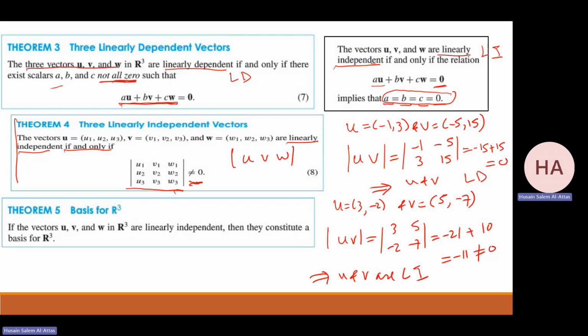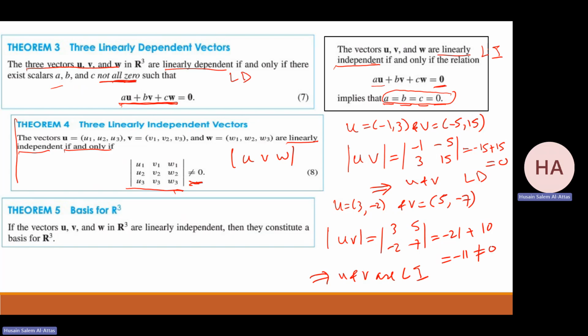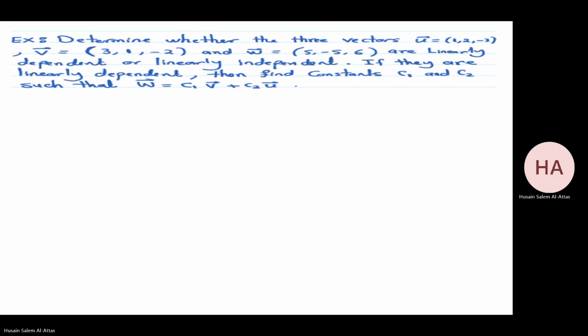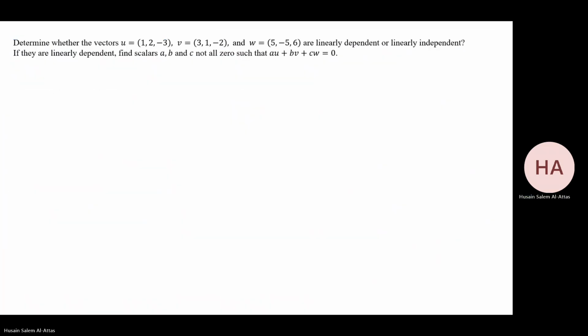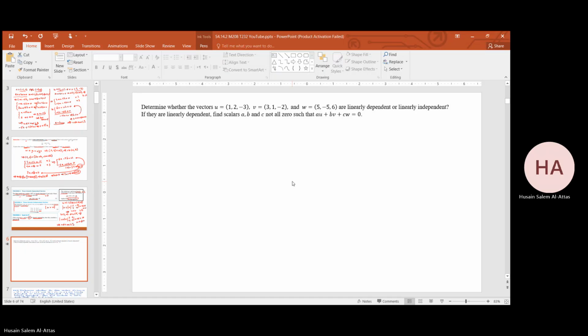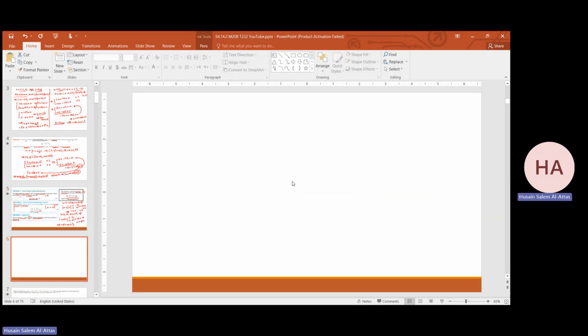Not only that, if I have 3 vectors in R3 and they are linearly independent, then they will make what's called the basis for R3. What they mean by a basis, I did not define it here. Let me define it here. Let me give a space for that one, and define what's the meaning of a basis?